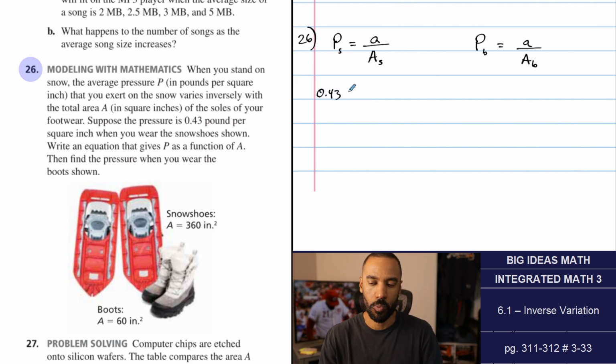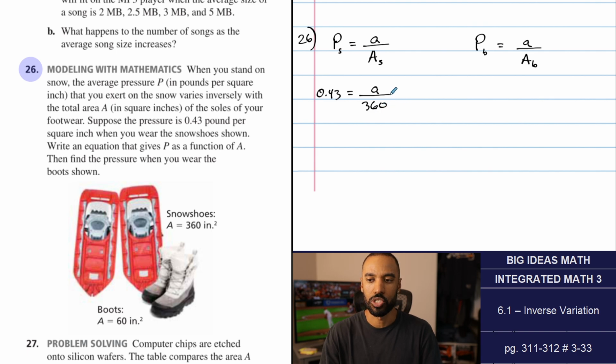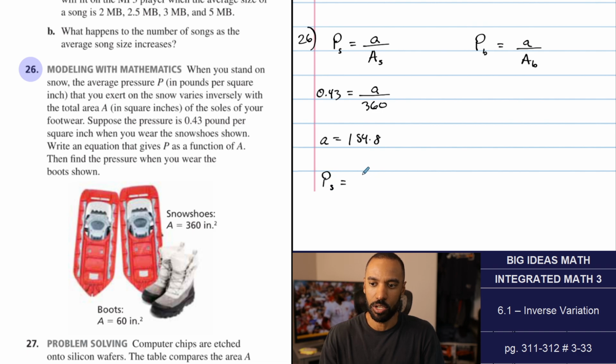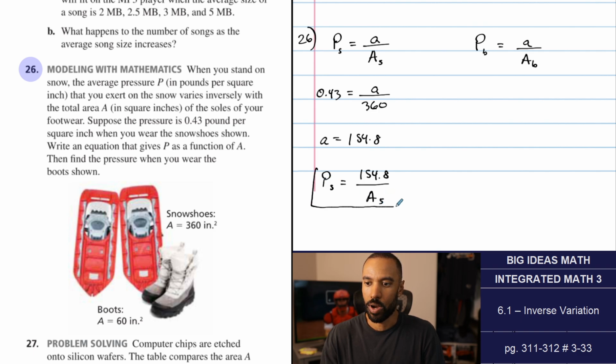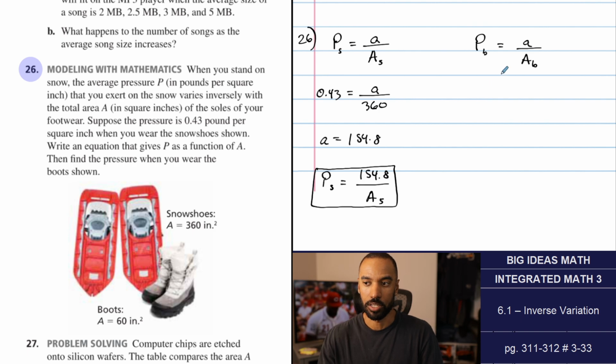0.43 pounds per square inch. Let's find the constant of variation as we divide that by 360 square inches. So multiplying both sides by 360, we will get, I have no idea, somewhere around something. So it's 360 times 0.43. 154.8. So your equation is P sub S equals 154.8 all over this A sub S, the area guy right there. So there's one equation for inverse variation regarding snowshoes.